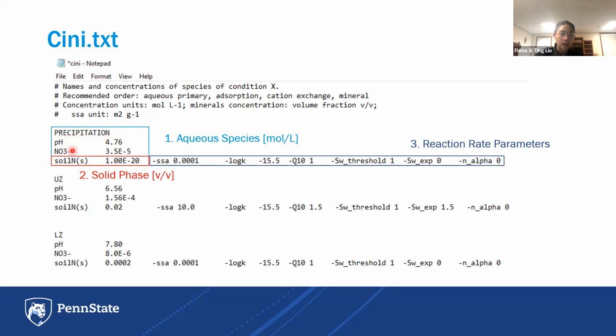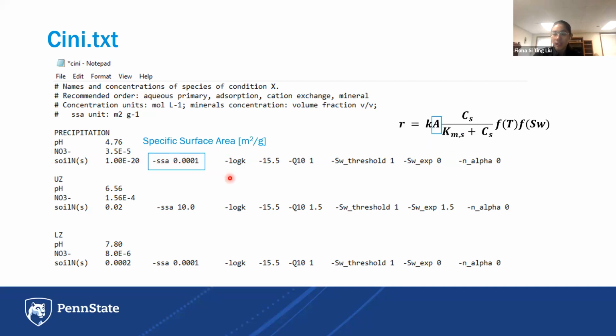So this is just showing that. Here I have the aqueous species listed out on the top, and then my N, which is the solid phase, and then the reaction rate parameters listed out corresponding to the solid phase minerals. So after that, let's look at the reaction rate parameters.